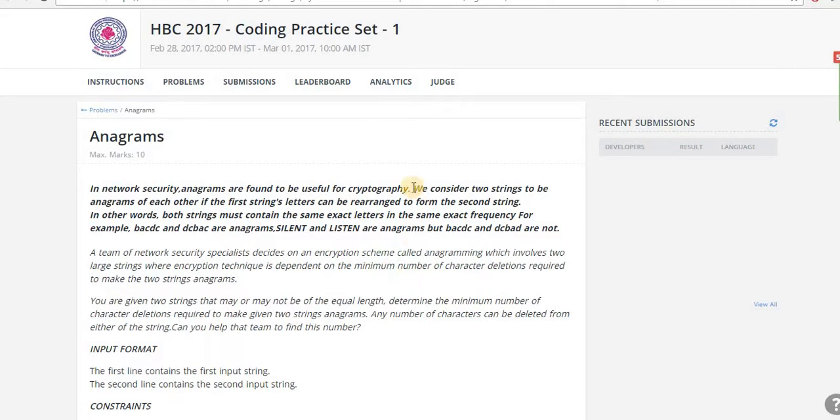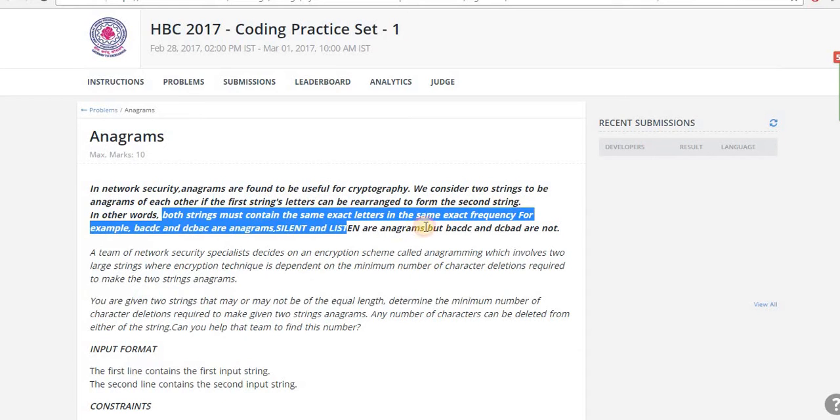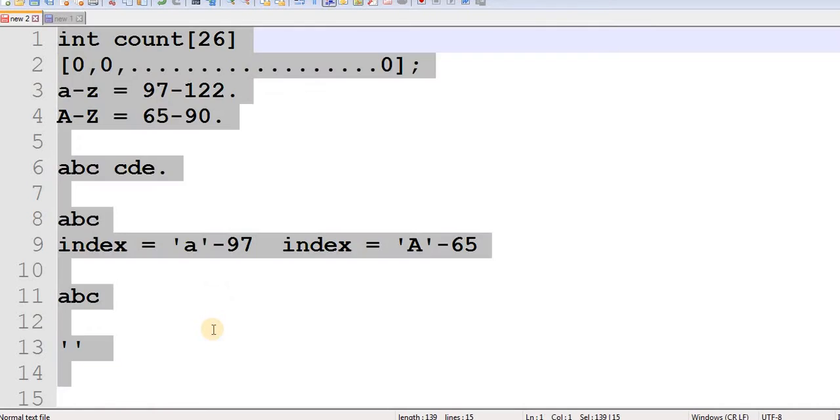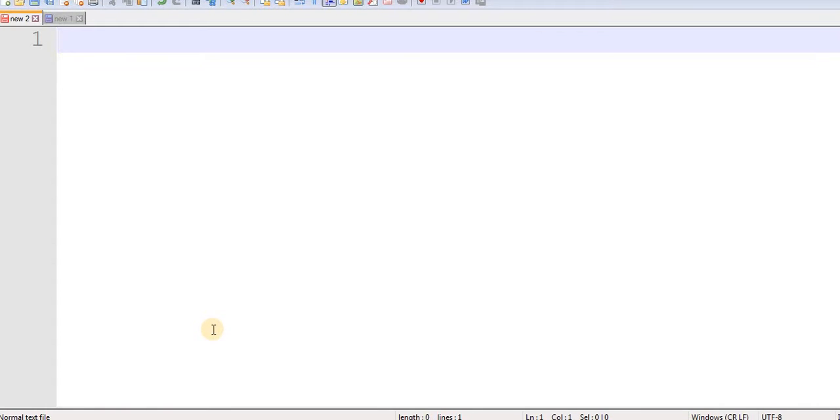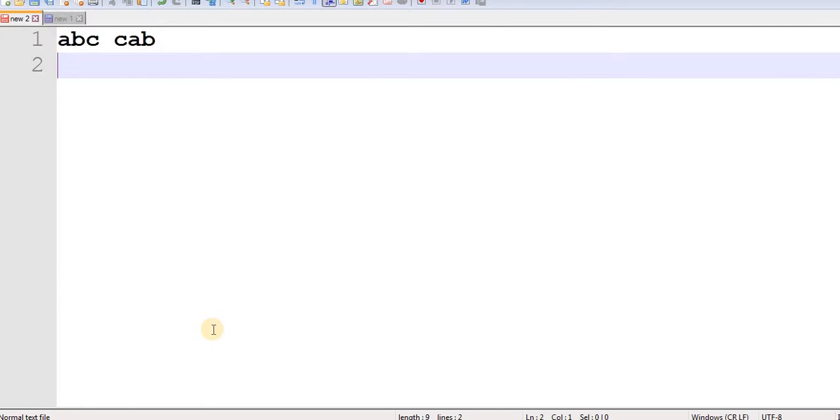First of all, what is an anagram? We consider two strings to be anagrams of each other if the first string's letters can be rearranged to form the second string. So both strings must contain the same exact letters in the same exact frequency. Let's take an example, ABC and CAB. ABC and CAB are anagrams of each other.